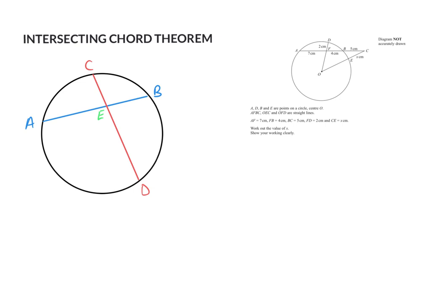The theorem states that the distance AE multiplied by the distance BE will be equal to the distance CE multiplied by the distance DE. So that is this distance multiplied by this one will be equal to this distance multiplied by this one. It's a theorem that you will need to use, and it's one that is not given to you on the formula sheet in the examination.